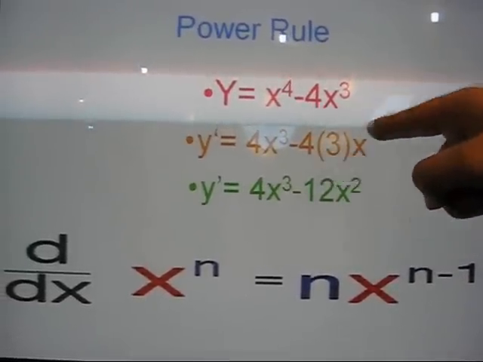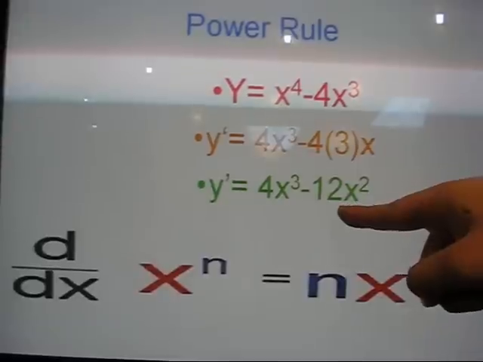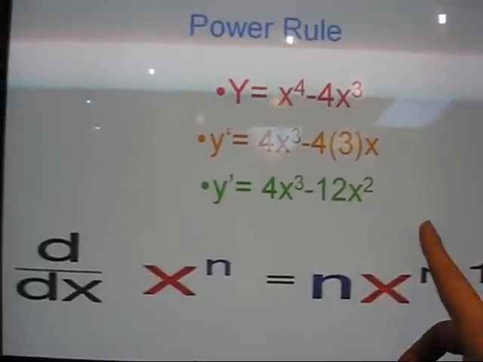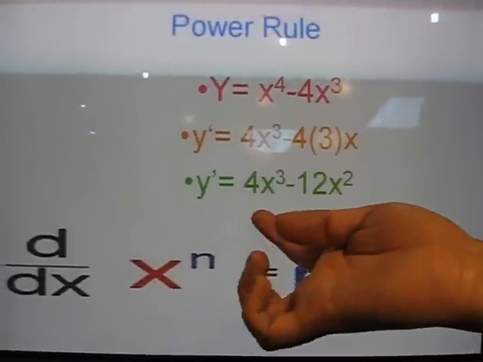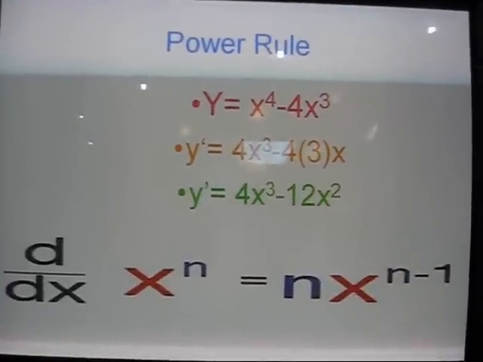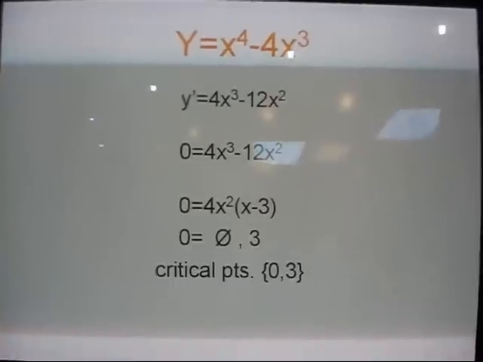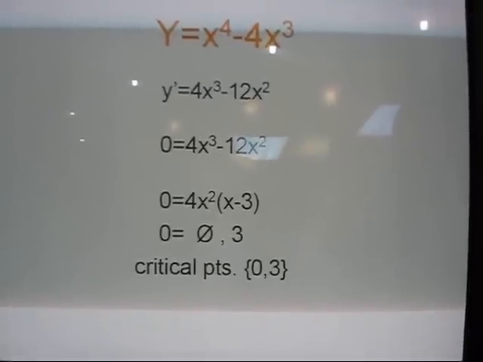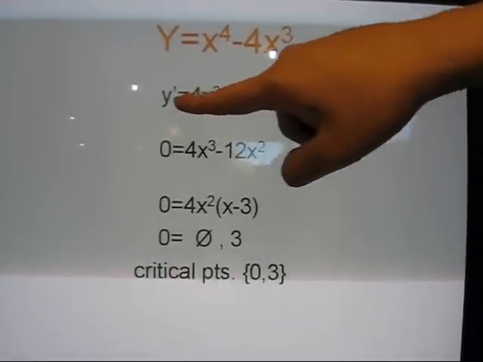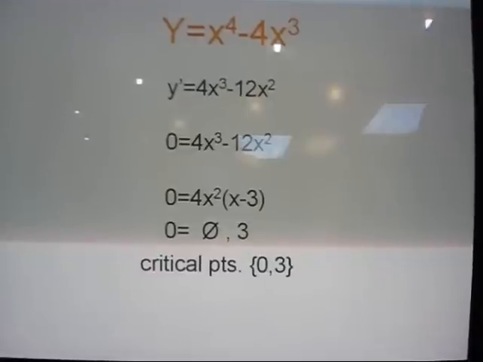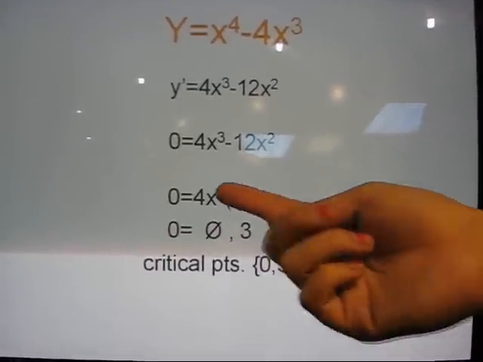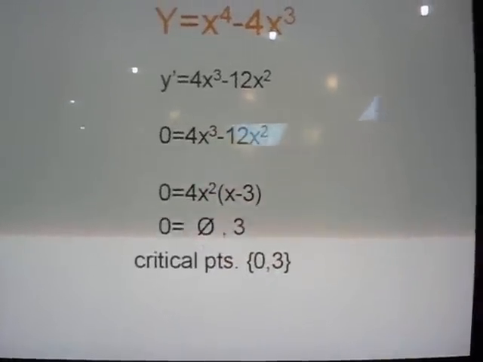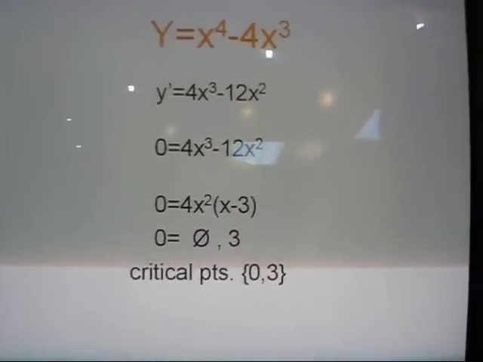You bring the 3 to the front, and you multiply it, and you get 12. And then once you have it, your whole y prime would be equal to 4x to the third power minus 12x to the second power. This is the equation we're working with. Once you find your y prime, you set y prime equal to 0. So then you get 0 equals 4x to the third power minus 12x to the second power.